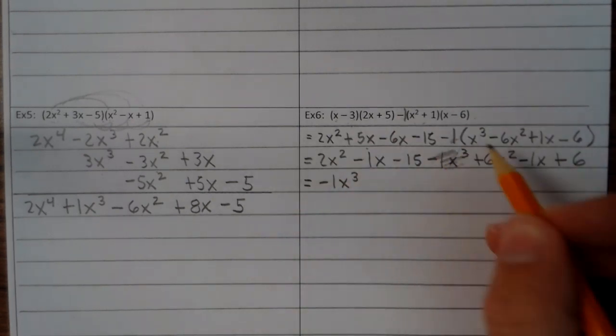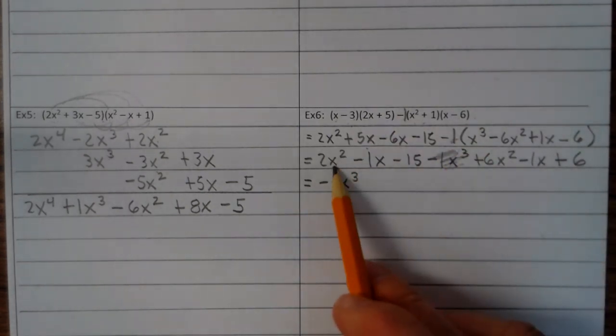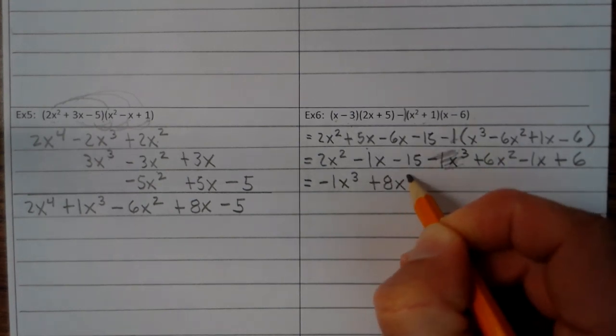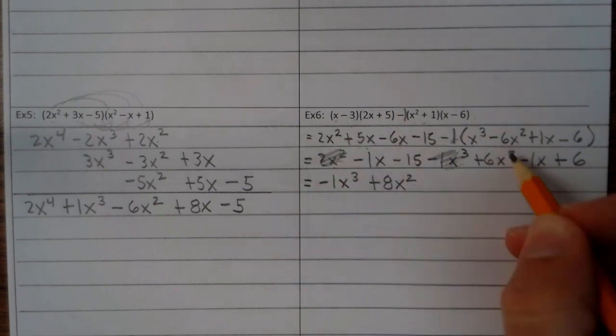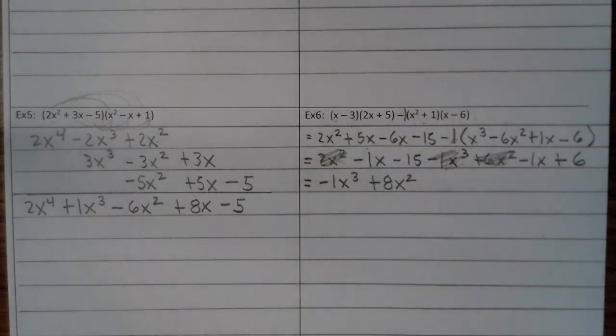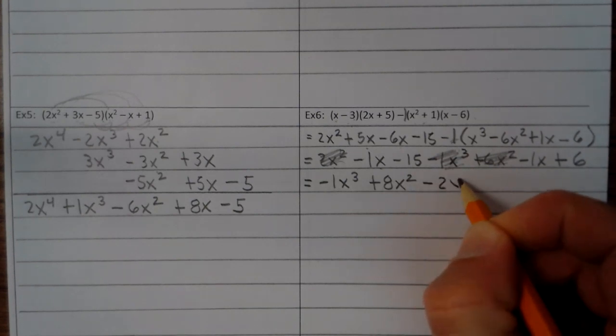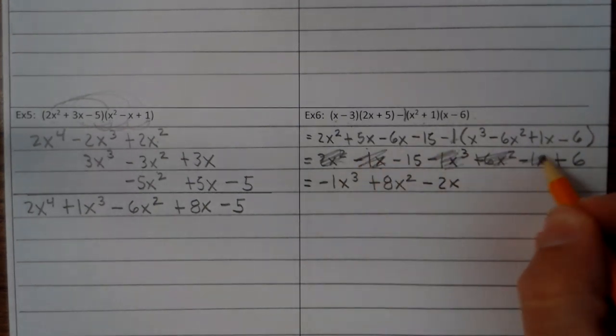All right, now we combine the x squareds. 2x squared and 6x squared is plus 8x squared. Again, notice I'm marking out the ones when I'm done with them so I can see what's left easier. Negative 1x and negative 1x is minus 2x. And then negative 15 plus 6 is minus 9.